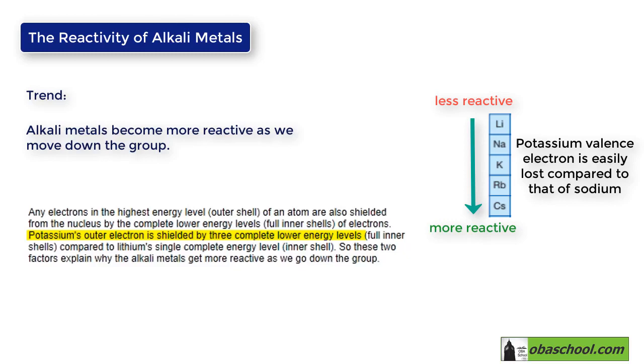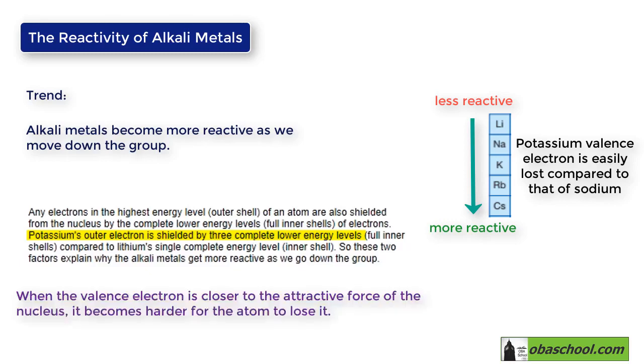And as you saw in potassium, the valence electron is in the 4th energy level. However, in sodium, it's in the 3rd. In lithium, it's in the 2nd energy level. So being in the 2nd and the 3rd energy level makes it closer to the attractive force of the nucleus compared to being in the 4th energy level when it comes to potassium. Any electrons in the highest energy level of an atom are also shielded from the nucleus by the complete lower energy levels, which are full inner shells of electrons.